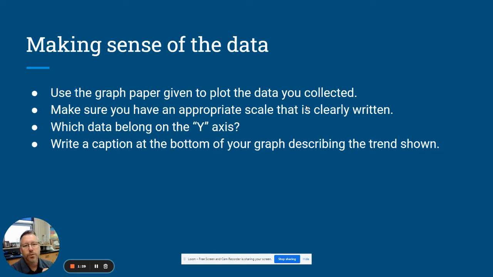Make sure that your X and Y axes are clearly labeled, and that your scale goes all the way up to cover the whole graph, right? It's not this tiny little graph in the corner. Those are the things that you want to watch out for. And then at the bottom of your graph paper, you need to give a description, kind of like a caption that you would find in a textbook.